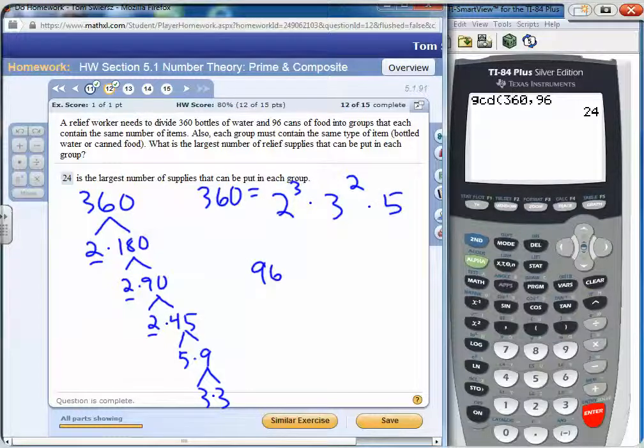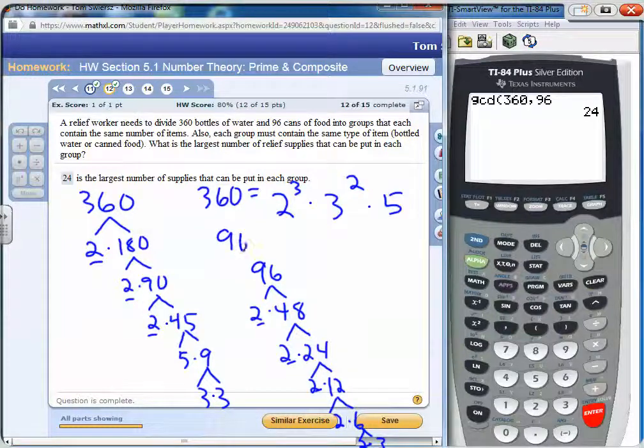96's prime factorization: 96 is 2 times 48. 48 is 2 times 24. 24 is 2 times 12. 12 is 2 times 6. 6 is 2 times 3. So we've got 1, 2, 3, 4, 5 2's. So 96 is 2 to the 5th power times 3.